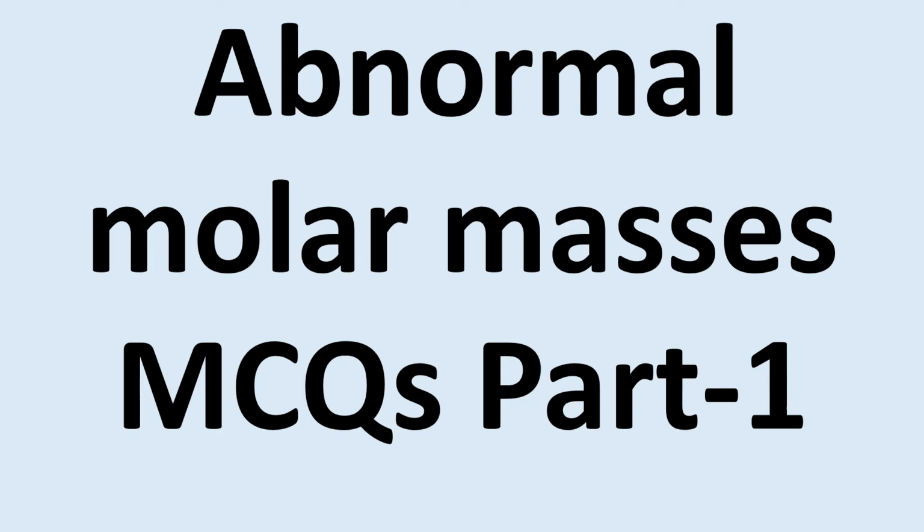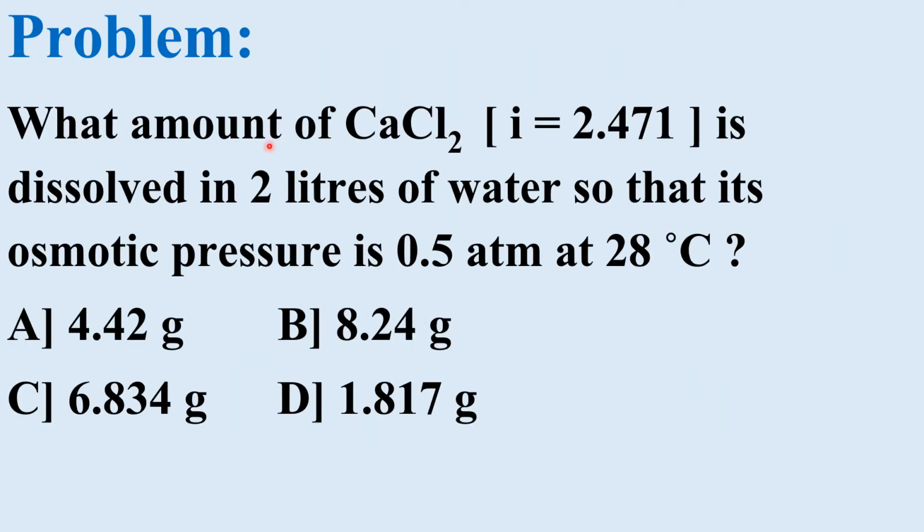Today we shall discuss some multiple choice questions on abnormal molar masses. What amount of calcium chloride, CaCl2, value of i is given 2.471, is dissolved in 2 liters of water so that its osmotic pressure is 0.5 atmosphere at 28 degrees Celsius? Option A 4.42 gram, option B 8.24 gram, option C 6.834 gram, option D 1.817 gram.